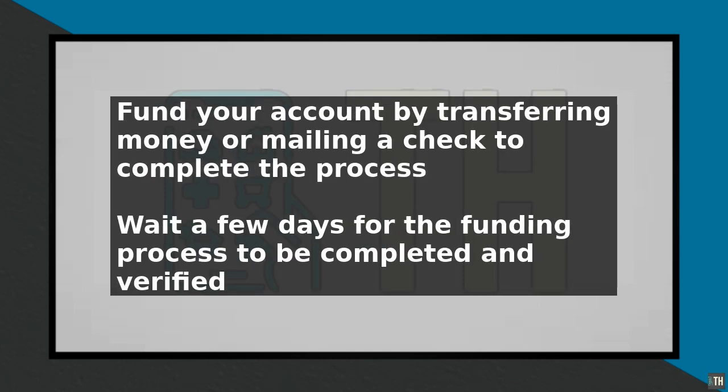To do this, log into your Etrade account and click on the Trade button. Enter the ticker symbol of the stock you want to buy and select the number of shares you want to purchase. You can also set a limit price, which is the maximum amount you are willing to pay per share.